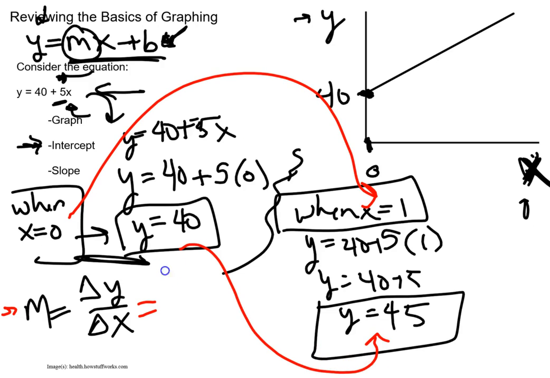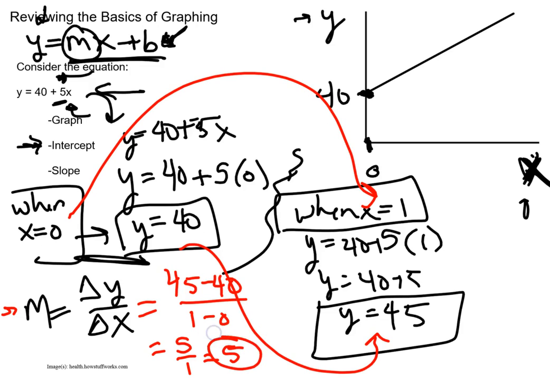Y went from 40 up to 45, so I calculate that change by 45 minus 40, divided by the change in the thing I'm measuring horizontally. In this case, the change in x. X went from 0 up to 1, so I calculate that change by 1 minus 0. And if I do that math, 45 minus 40 is 5. 1 minus 0 is 1. The slope was positive 5.